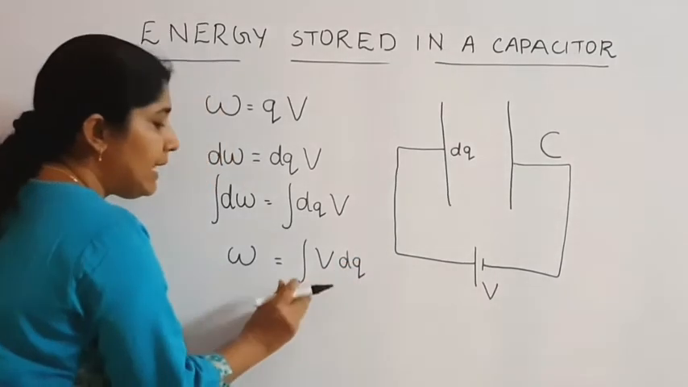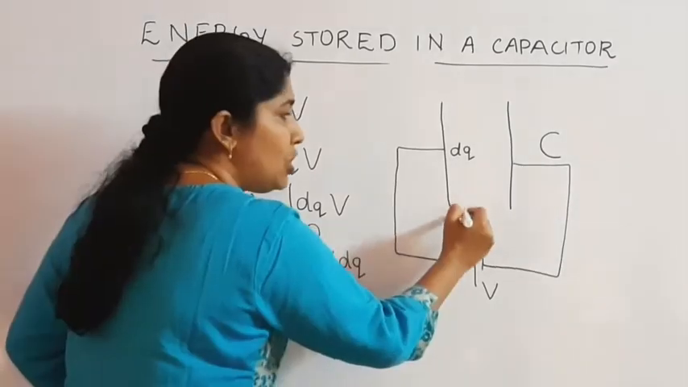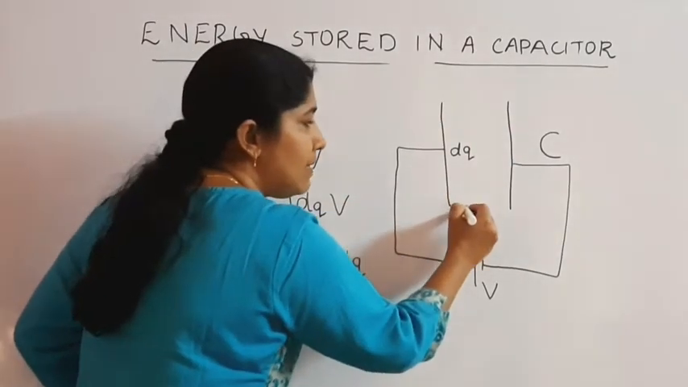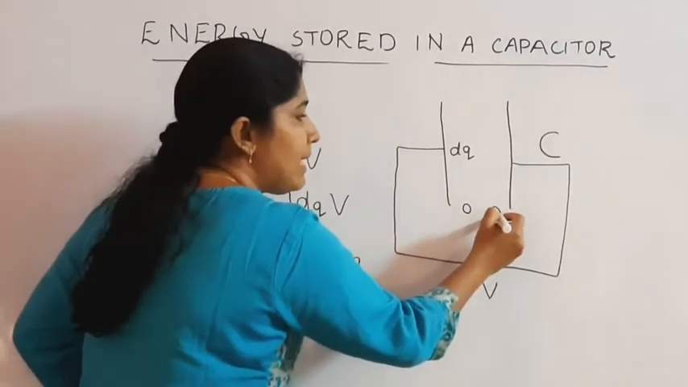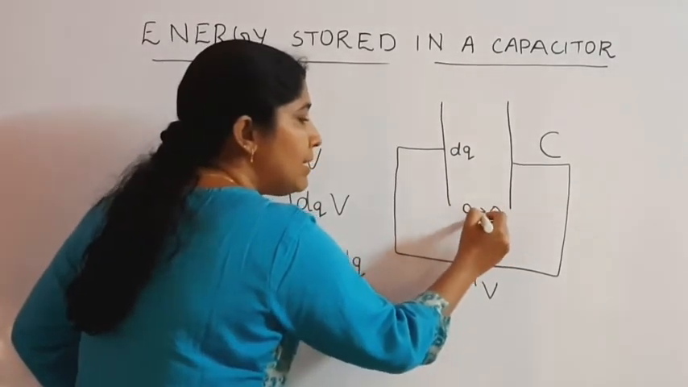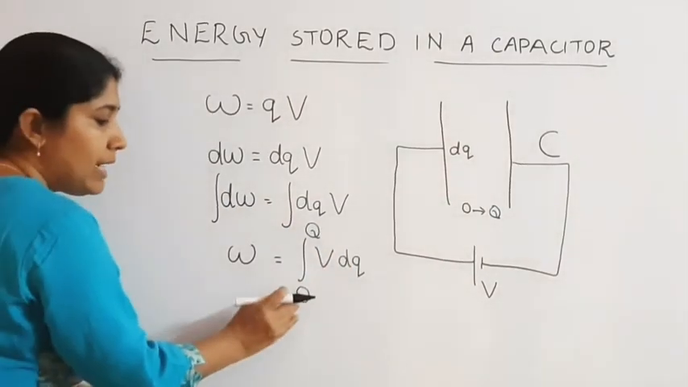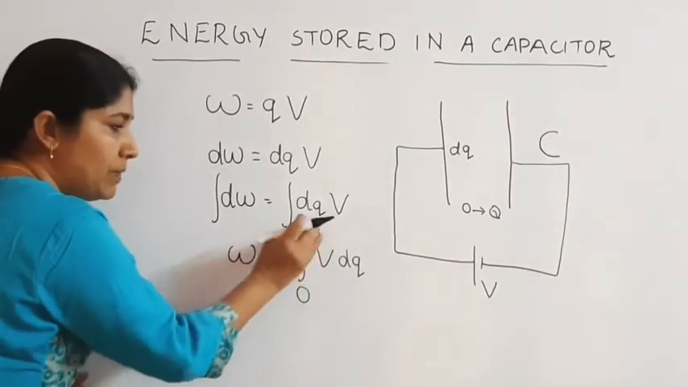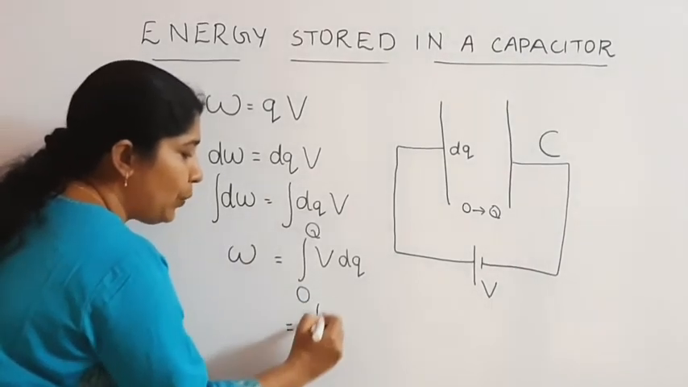Here the integration starts from 0 to capital Q. The initial charge of this capacitor is 0 and the final charge of this capacitor is taken as Q. We want to charge this capacitor from 0 to capital Q, so the integration is from 0 to capital Q.